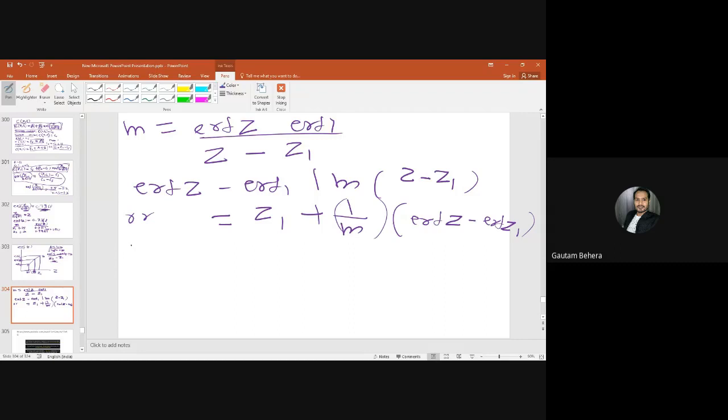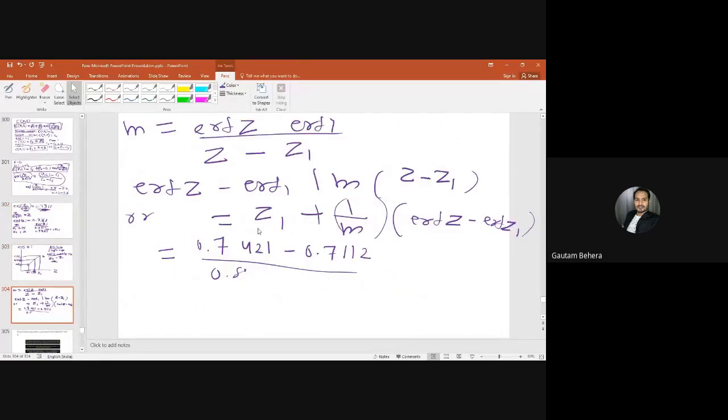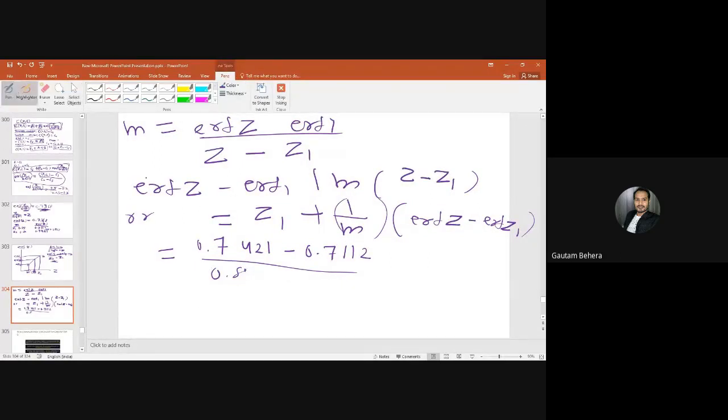Then finally we have to find out M. That's why we are doing these things. So I can write M, that is slope, is equal to, I can put the values directly, 7.421 minus 0.7112 divided by, how much was that actually? 0.80 minus 0.75. I will get M is equal to 0.618.